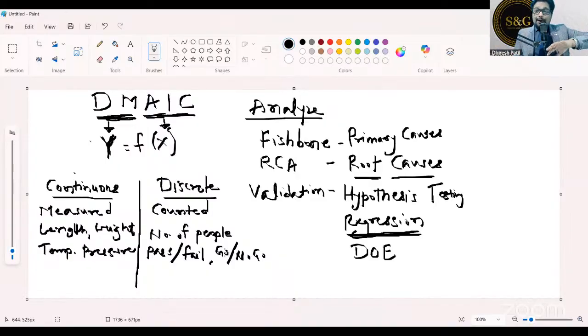How much is the weight of the product? It's continuous data because it is measured. See, we subconsciously also speak like that. We always say go and measure the weight. We never say go and count the weight. Whenever we say measure, we are referring to continuous data. And we never say go and measure how many people are there in the room. We always say go and count how many people are there in the room. So whenever we count, it is discrete data. Whenever we measure, it is continuous data.